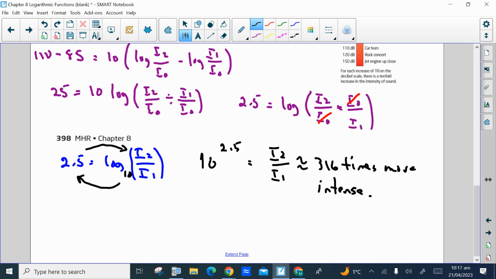So again, the key is remembering or realizing that to determine how many times more intense one thing is compared to the other, we need to get a division statement. And we get a division statement by starting with the difference between two individual logs with the same base. We combine them together using the quotient law, and now we have our division statement that we then solve for algebraically. Okay?